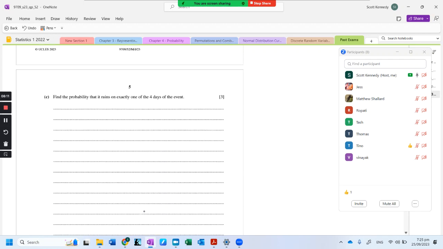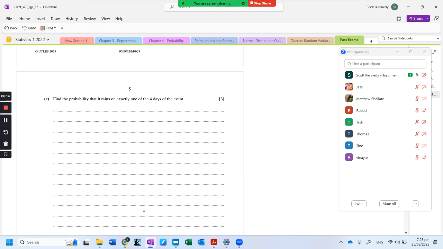Find the probability that it rains on exactly one of the 4 days of the event. Okay, so let's think about the different ways. So just one of the 4 days. So we could start off with a rainy day. So that would be rain, fine, fine, fine. Or we could go fine, rain, fine, fine. Or we could go fine, fine, rain, fine. Or we could go fine, fine, fine, rain. Okay, those are the only possibilities of having one rainy day.